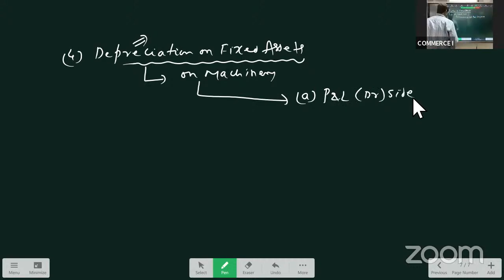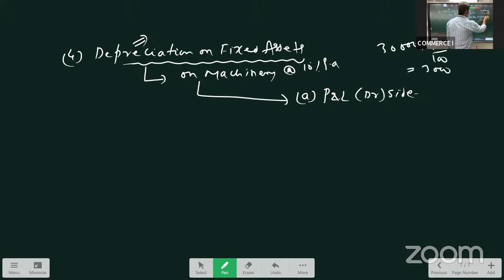Depreciation, normally we'll give depreciation as a percentage. Let us say, suppose depreciation on machinery is given as 10% per annum. Depreciation is to be provided at what rate? I said it is 10% per annum. Suppose in the trial balance machinery is given as 30,000. So 30,000 into 10 by 100 would be 3,000. This 3,000 we will show on the debit side of P&L account. Where do we take? Profit and loss account. Debit side we take 3,000.